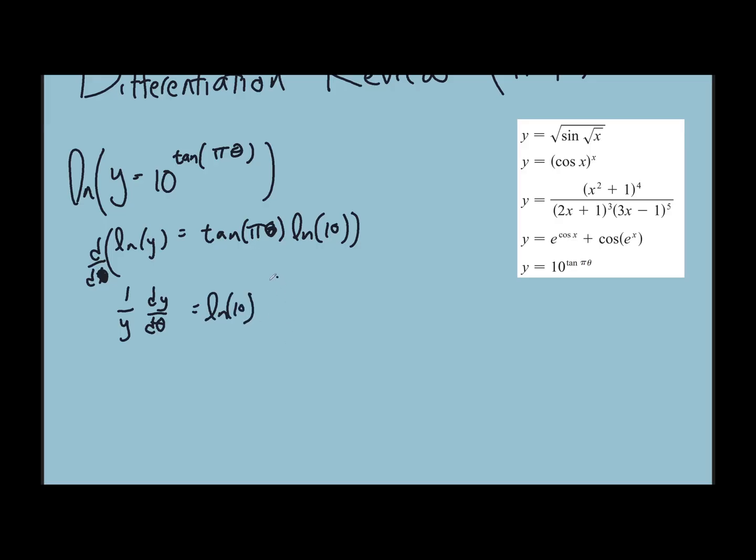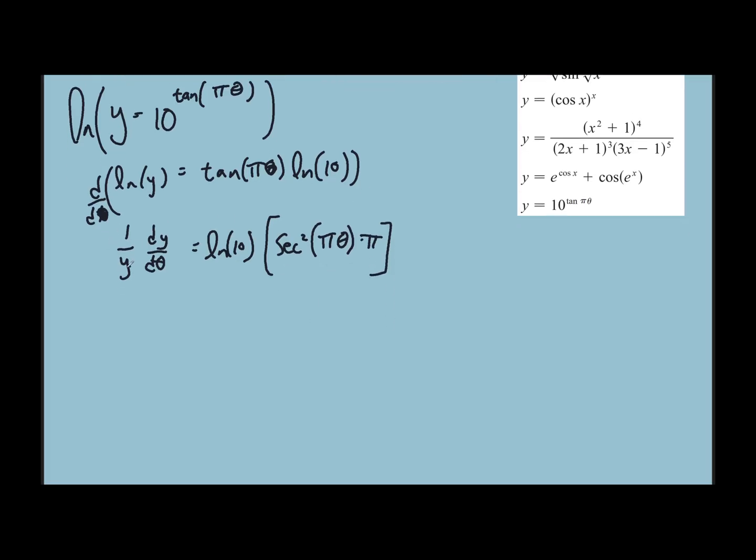And now what's the derivative of tangent? Do you remember the derivative of tangent? I want to say it's secant squared. Isn't it secant squared? You're going to have to check your notes because I don't want to derive it for this problem set. We've done it a bunch of times. We'll say it's secant squared pi theta, times the derivative of the inside, just pi.